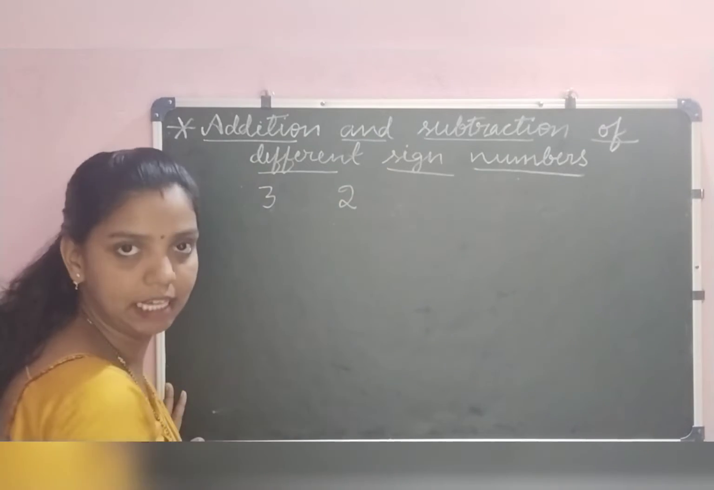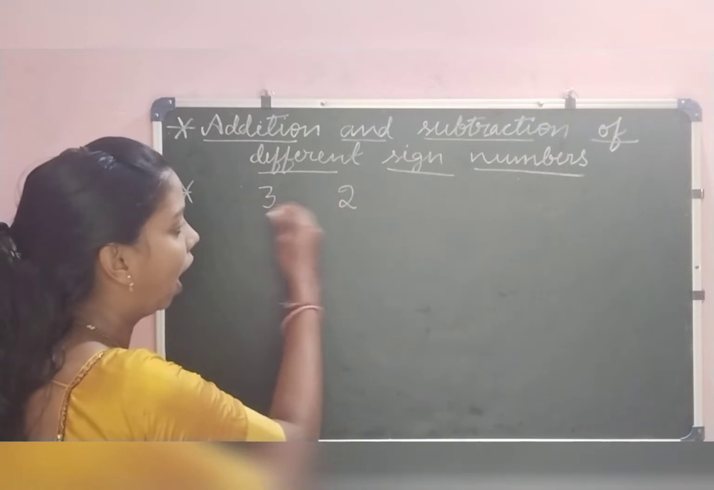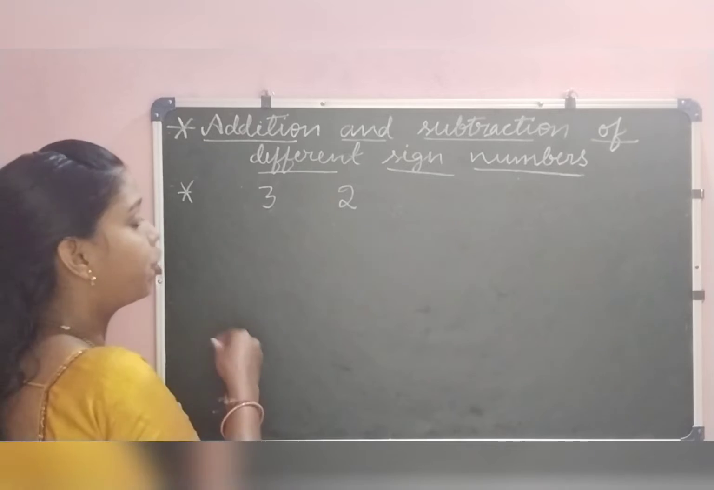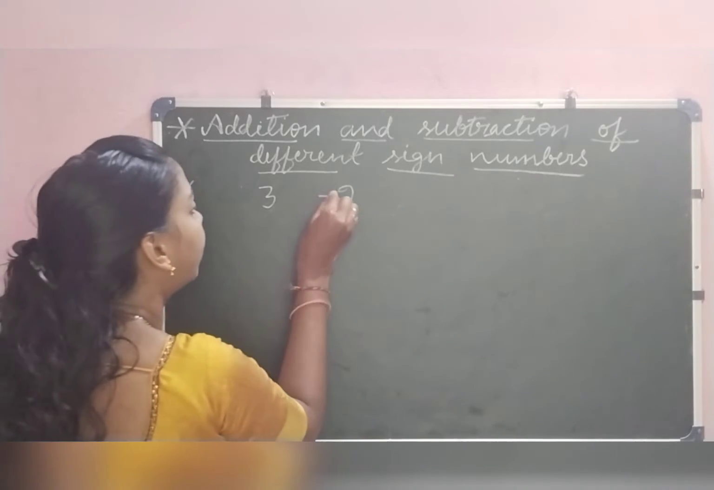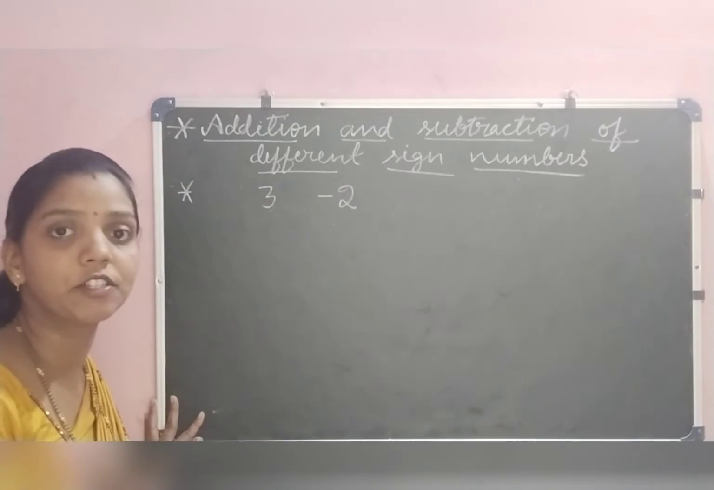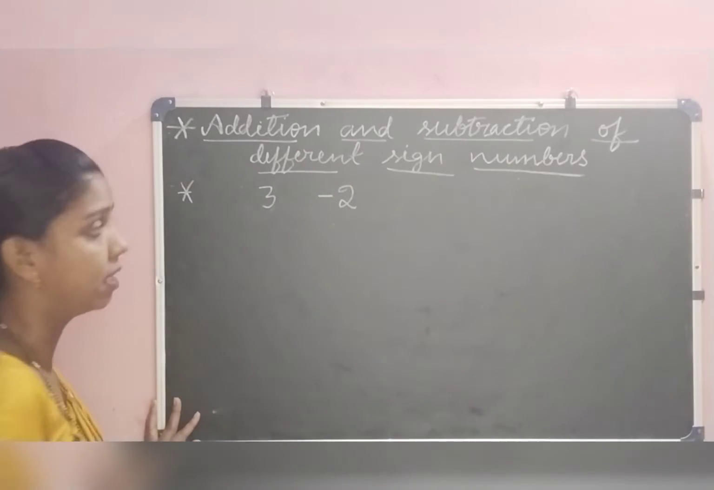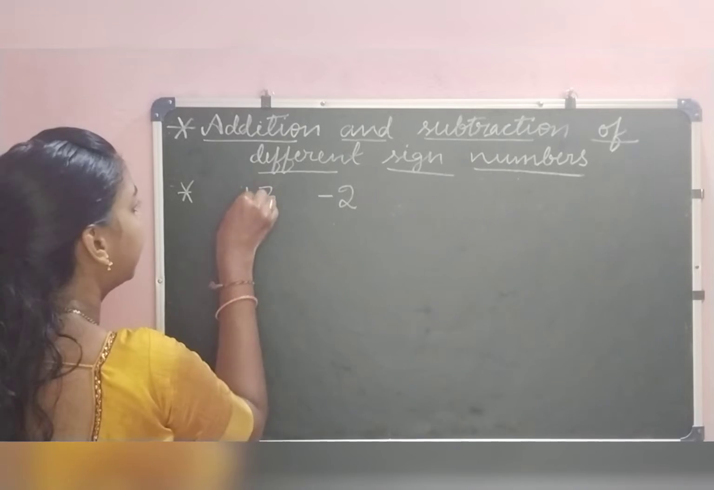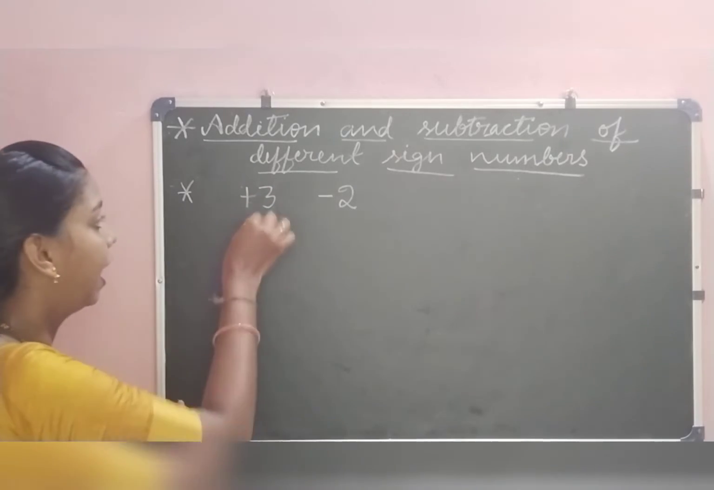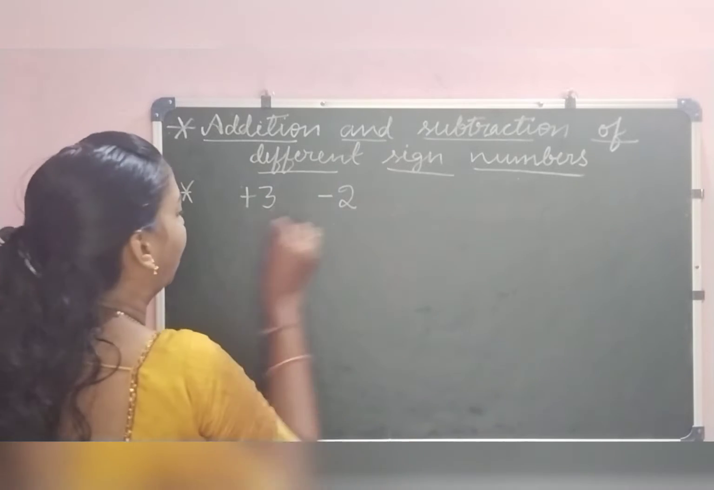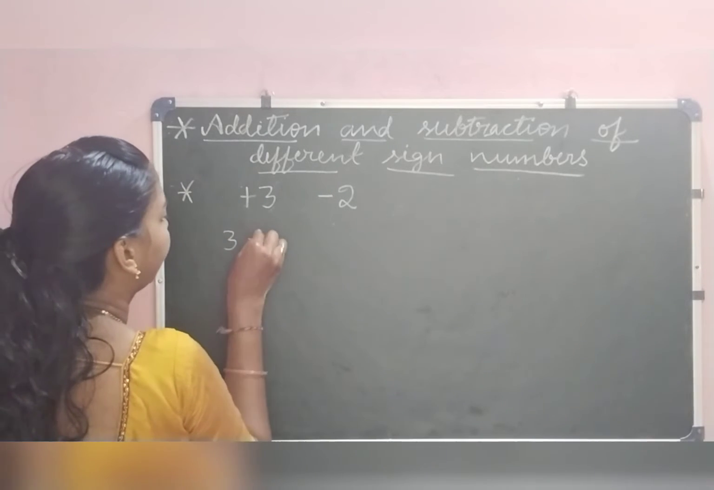Now both have the same sign, and if you add these two, you will get the answer 5. Suppose I change the sign of one number, for example -2. If I consider these two, this is +3. Whether I write the sign or not, it is plus only. So when you add these two, what will happen? It's a question.